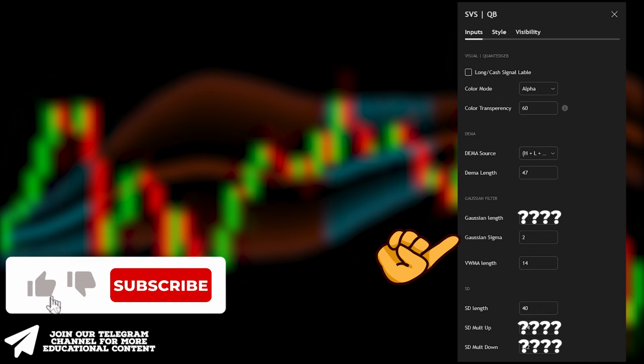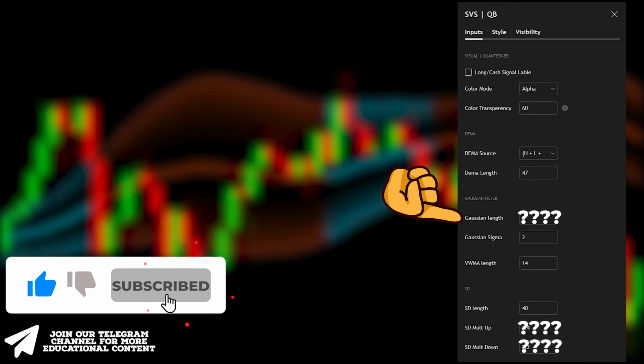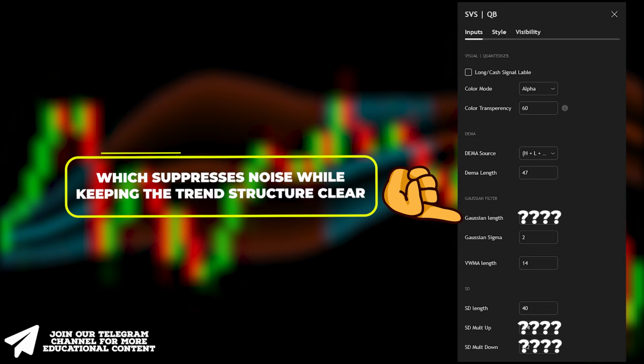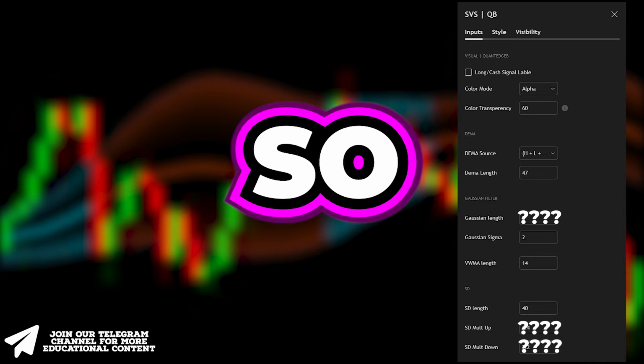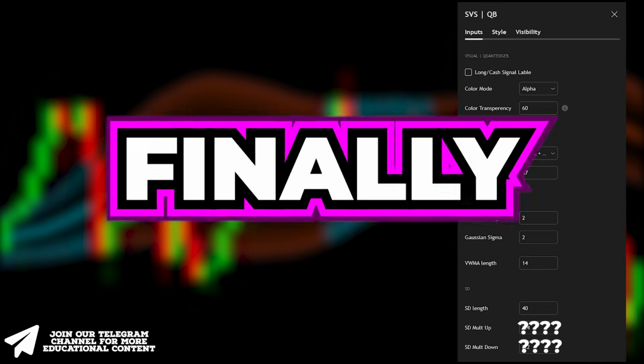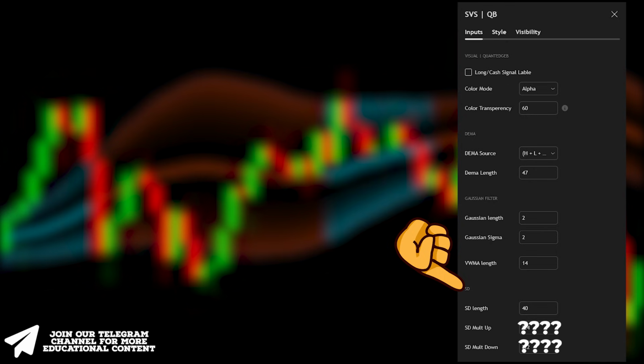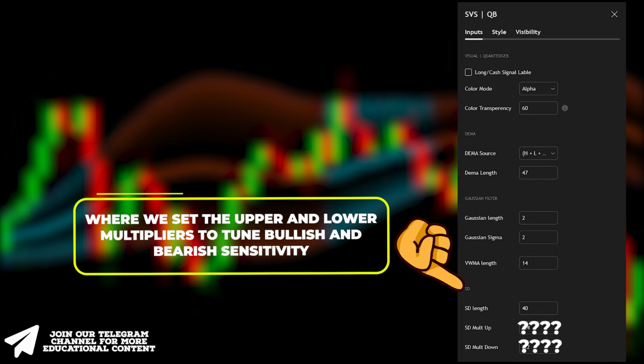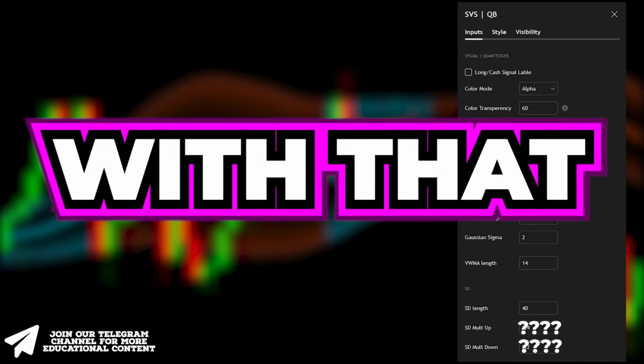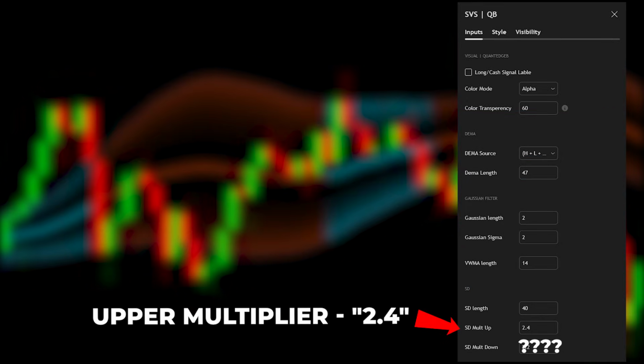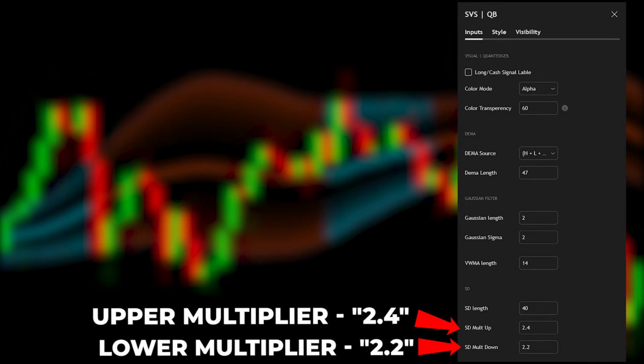Next is the Gaussian filter group, where we're only focused on the Gaussian length, which suppresses noise while keeping the trend structure clear. So, change it to 2. Finally, we have the standard deviation band group, where we set the upper and lower multipliers to tune bullish and bearish sensitivity. With that, change the upper multiplier to 2.4 and the lower one to 2.2.